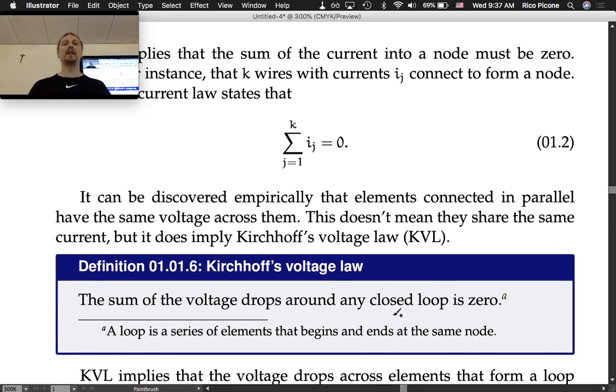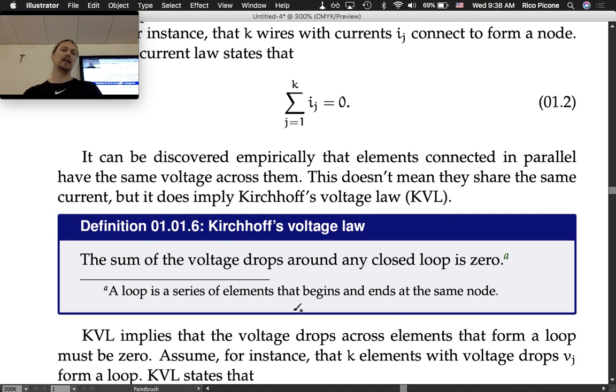It can be discovered empirically that elements connected in parallel have the same voltage across them. This doesn't mean they share the same current, but it does imply Kirchhoff's voltage law, which is that the sum of the voltage drops around any closed loop is 0. I didn't define a loop yet, so I'll say a loop is a series of elements that begins and ends at the same node. So if you go around and you come back to the same node, you went on a loop. So the sum of the voltage drops around any closed loop is 0. So those are the 2 laws.